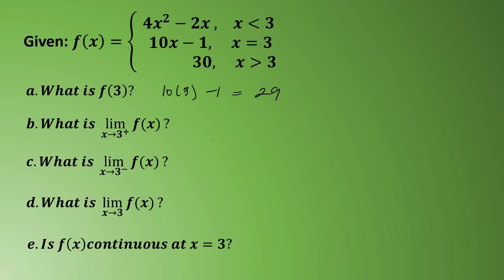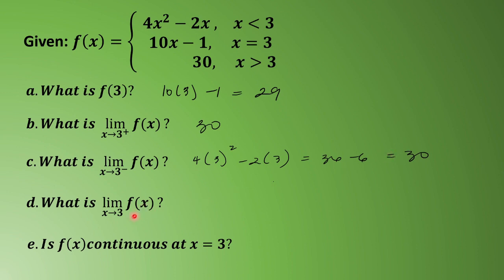What is the limit of the function as x approaches 3 from the right? So this would be from the right of 3, so that would be 30. From the left of 3, we're going to use this function, x is less than 3. So I have 4 times 3 squared minus 2 times 3. So this would be 9 times 4 is 36 minus 6. So this is 30.